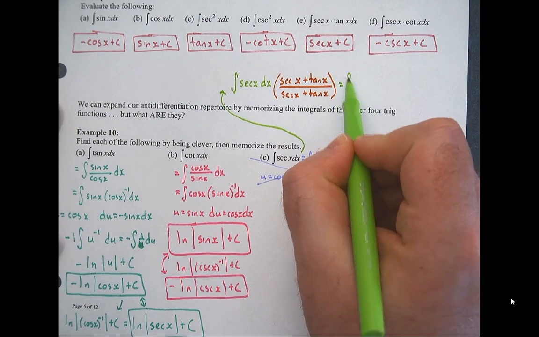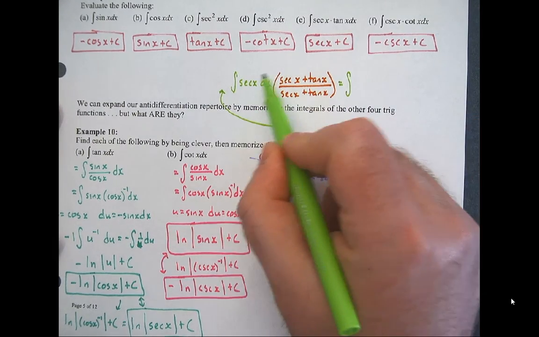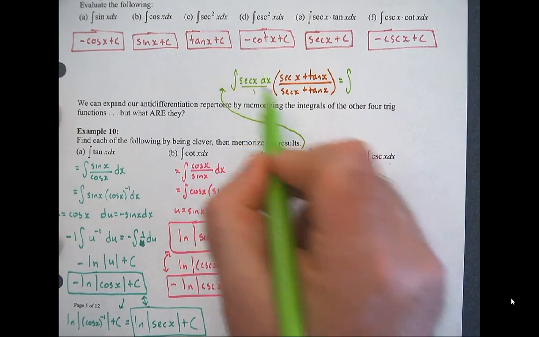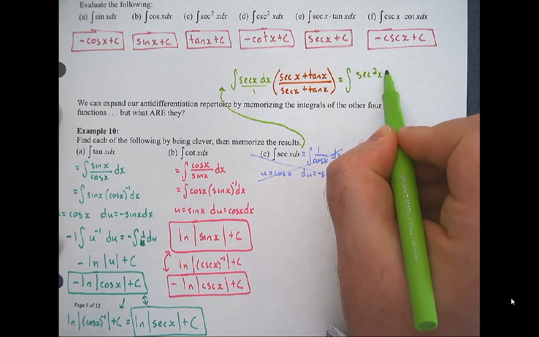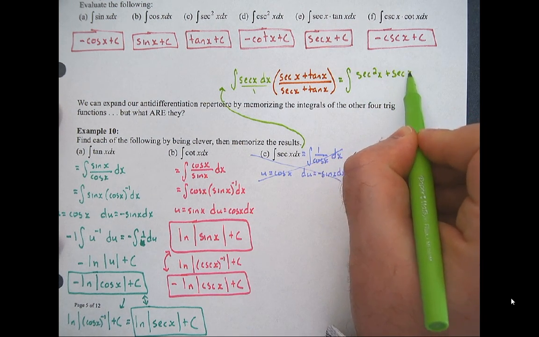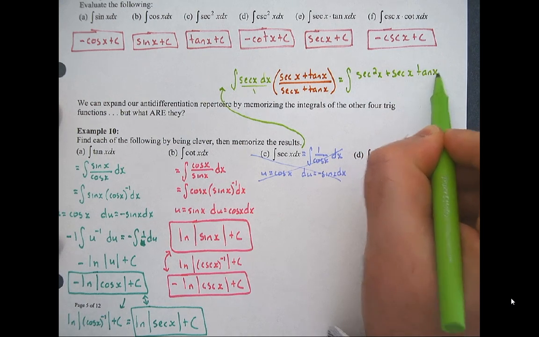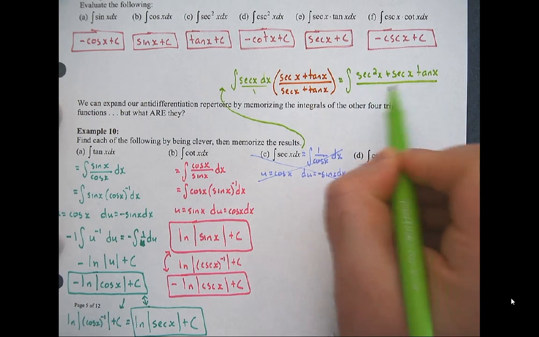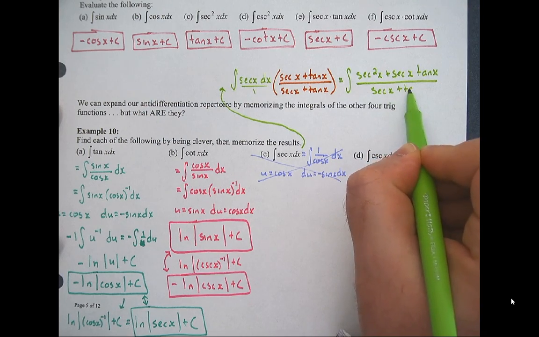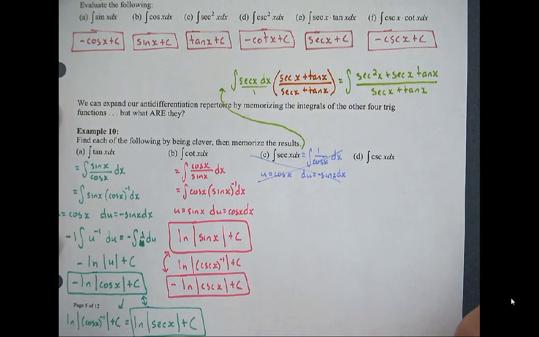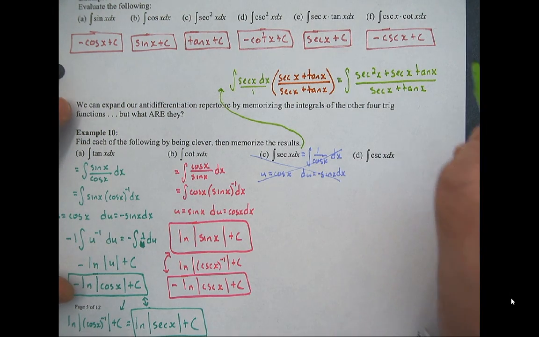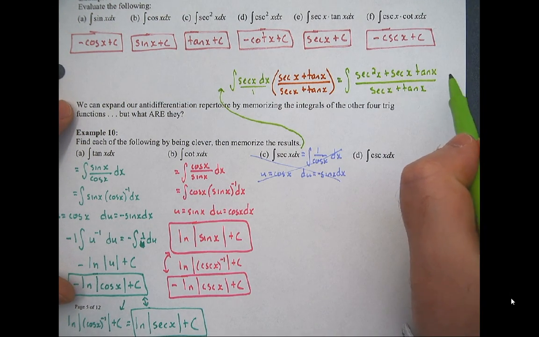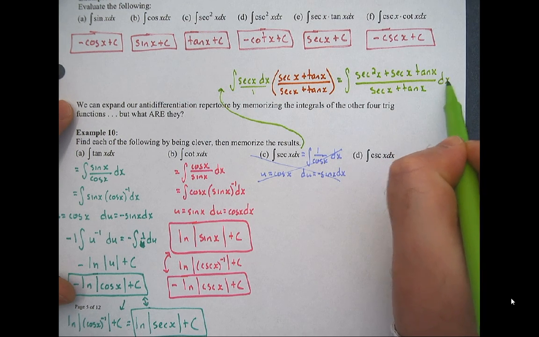So I would get the integral of, so secant times, so this is over 1, right? Secant times secant is secant squared x plus secant x tangent x over secant x plus tangent x. And then don't forget your dx here.